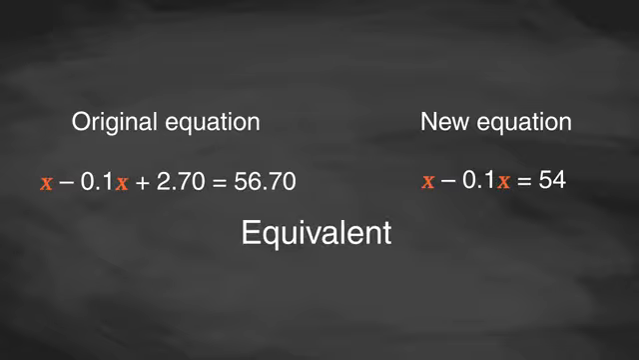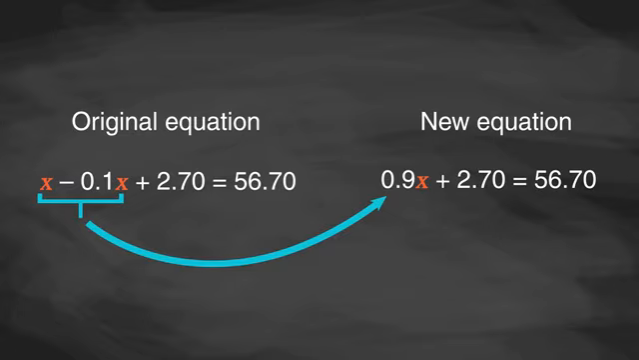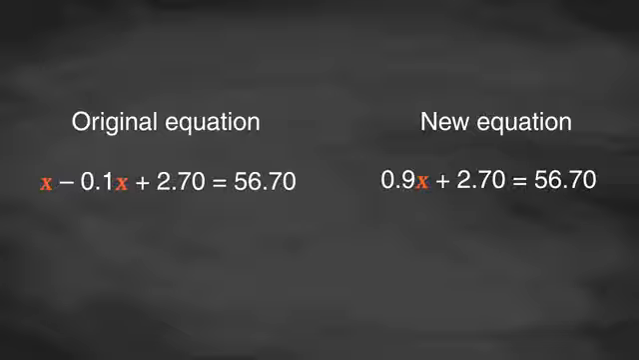Look at the new equation. 9/10 x plus 2.70 equals 56.70. The new equation is a result of performing a move on the original equation. Notice that the right sides of the equations are the same. On the left side of the original equation, 1 minus 1/10 simplifies to 9/10. The term 2.70 stays the same. You can simplify terms in an equation to form an equivalent equation. Both equations have the same solution because they are equivalent.